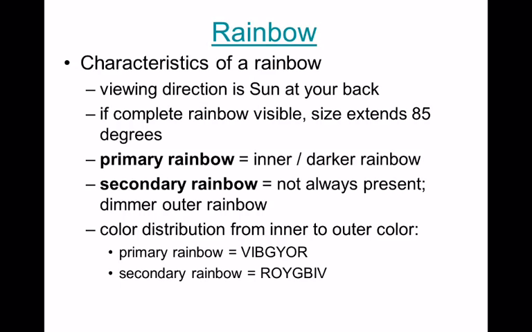So the primary rainbow looks like this. It'll be inner, and it will go Roy G. Biv. And then the secondary one, if there is one, will go Roy G. Biv. This is the secondary one. This is the primary one.